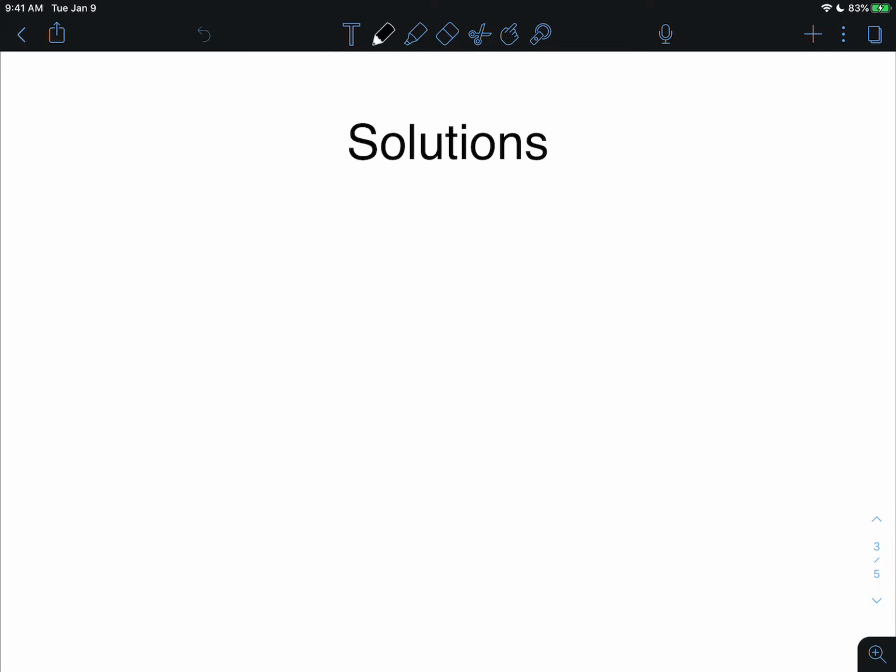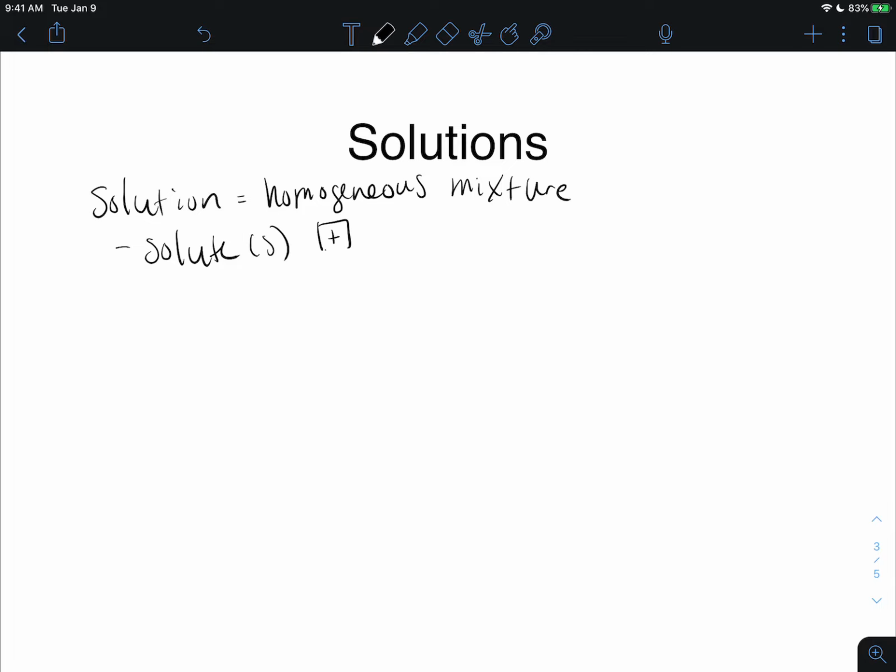So a solution is a homogeneous mixture composed of a solute and a solvent. So homogeneous mixture. It looks all like one thing. You can't distinguish the components. It has a solute or solutes, and a solvent. So there could be multiple solutes, only one solvent. We say that everything within the mixture is evenly distributed, so the solutes are completely mixed and evenly distributed within the solvent.